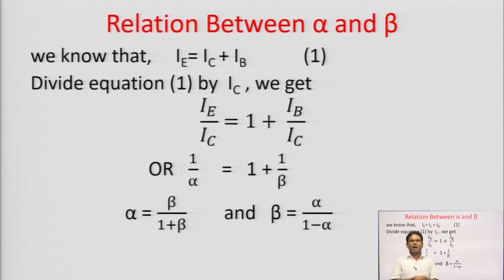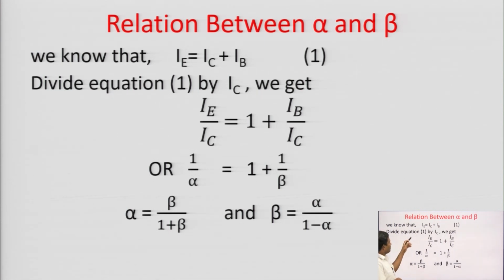Now, the relation between alpha and beta. We all know that alpha is the current gain for common base configuration and beta is the current gain for common emitter configuration. Now, we know that IE equals IC plus IB. In any transistor, any configuration, this relation is universal: the emitter current is equal to the sum of collector current and base current. Already we have seen this in the working of transistor.